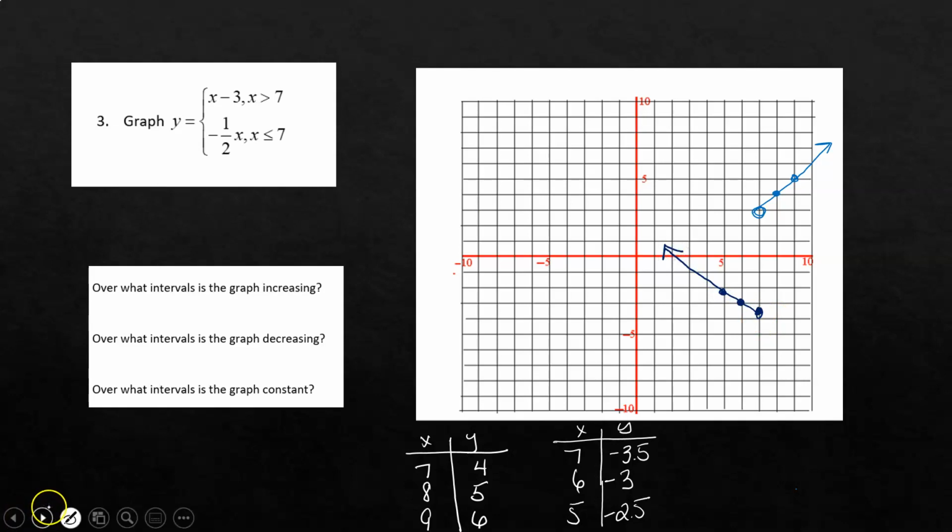Okay, so this one, both of them are increasing over time. Okay, so it is increasing. So this goes this way forever. That goes that way forever. So it's increasing from negative infinity to infinity. It is not decreasing and not constant.